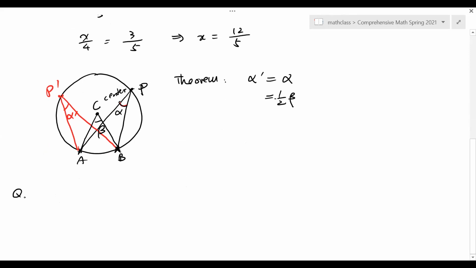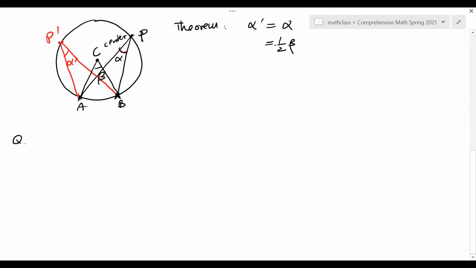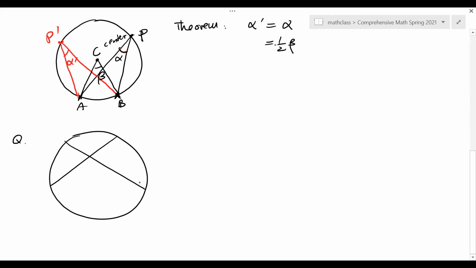The following problem is a typical problem from MATHCOUNTS. Suppose you have this circle and you draw two lines. Here are A and B, and C and D. They intersect at point P. We know that AP equals 3, PB equals 4, PD equals 5. Find PC.